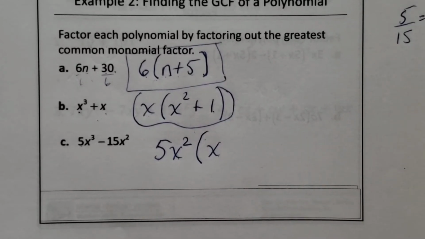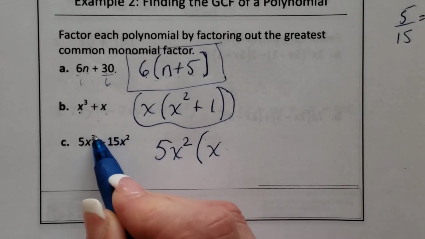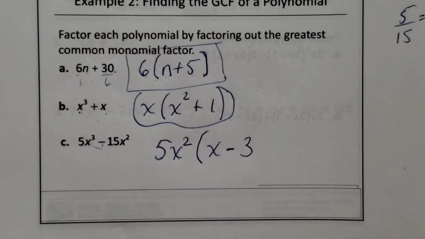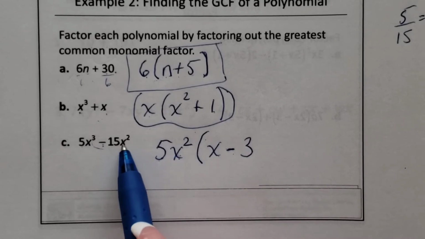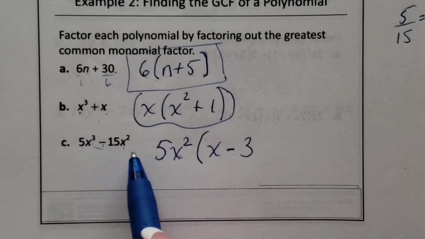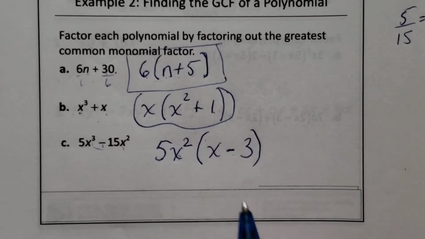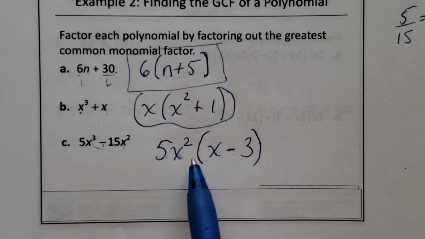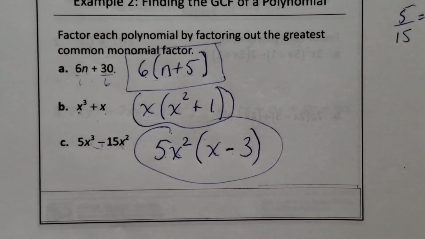is just x. Now I have a subtraction sign, or I could think of it as negative 15 divided by 5. Well, negative 15 divided by 5 is negative 3, or I could just write minus 3. Now I pulled out both of those x's. So are there any left? Nope. I'm done. So if you use the distributive property, you would get 5x to the 3rd minus 15x squared, which is what I have there. So I am done.